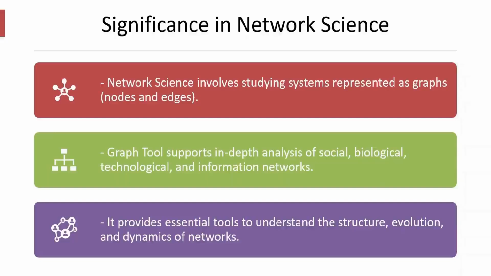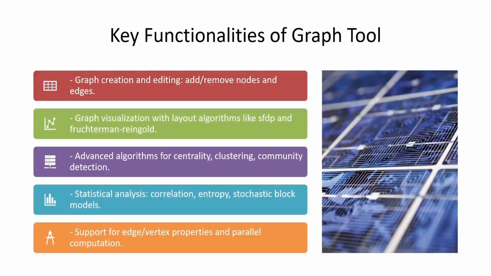Significance in network science. Now, why does this matter? In network science, which studies things like social networks, biological systems, or even the internet, we represent everything as a graph. Graph tool helps us dig into these networks to understand how they are structured and how they evolve over time.